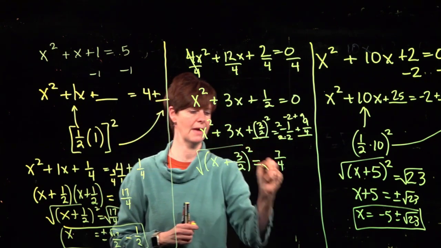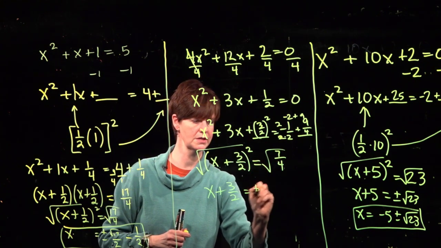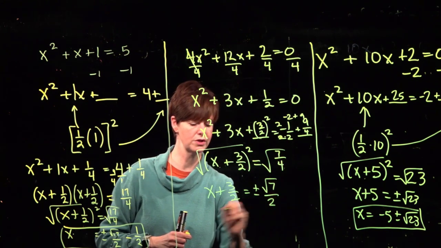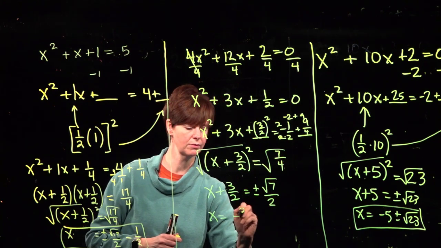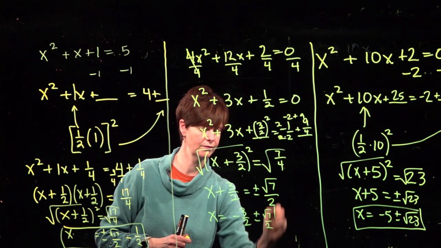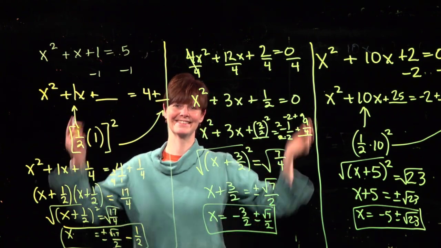Okay, let me finish that. We have x plus 3 over 2 equals plus or minus the square root of 7. Go right ahead and do that. Square root of 4 is 2. Move the -3/2 over, plus or minus square root of 7 over 2. Very nice. And that's completing the square. Good job!